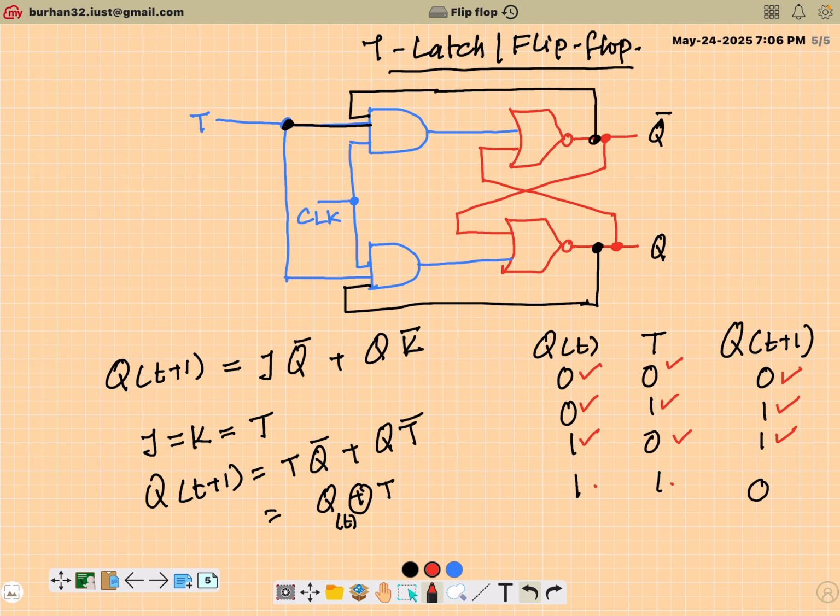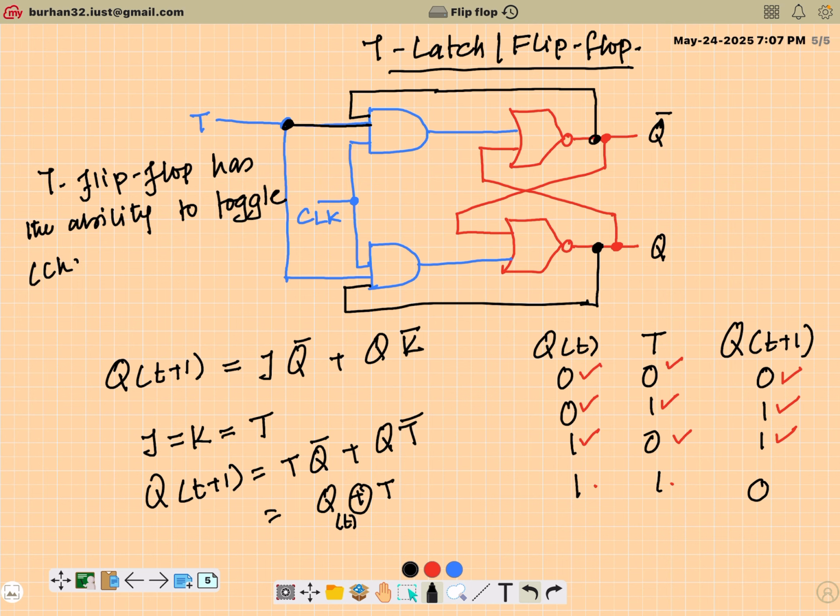Fine. And if you look at this behavior, there's a very important generalization here: the T flip-flop has the ability to toggle. Toggle means change. This is the term we use with flip-flops, to change state whenever T is equal to 1.